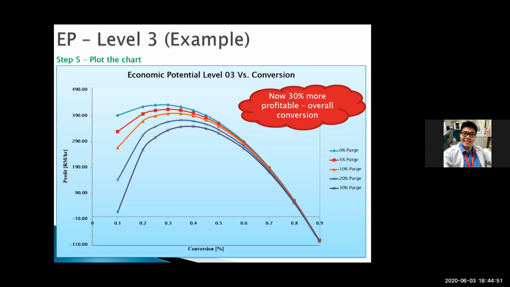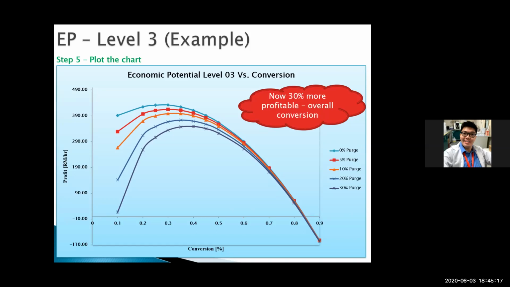Since level 3 suggests that it's more profitable at 30%, I pick 30% conversion for my overall conversion in this process. This is how you can justify why your process is operating at 30, maybe 50, maybe 60%. So with that, we are done with EP level 3.